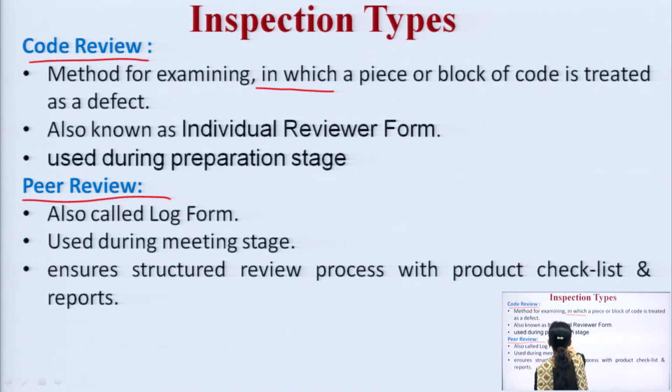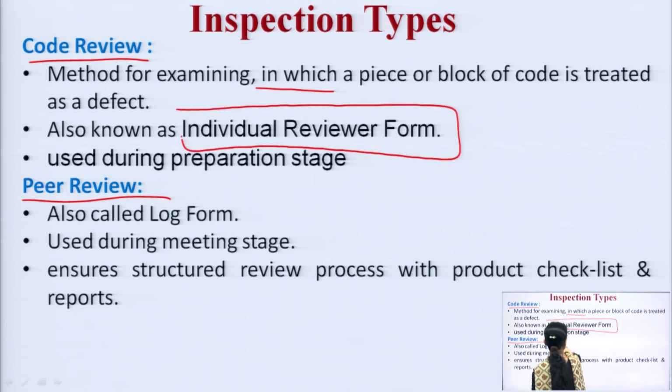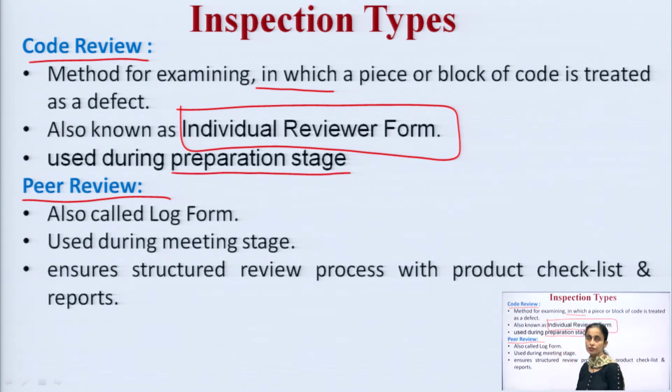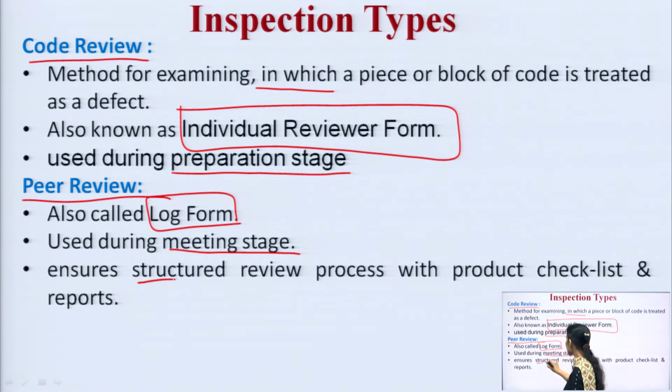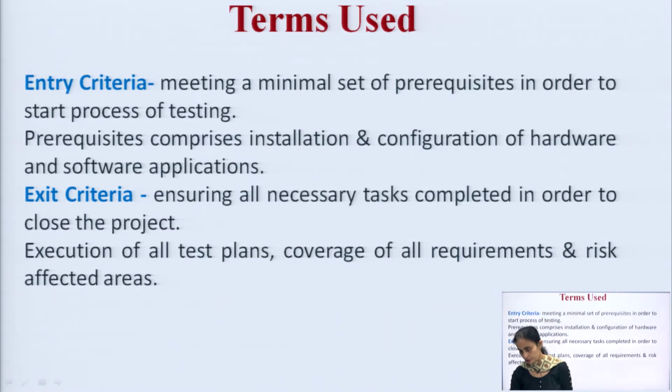This code review is also known as the individual reviewer form, and it is used during the preparation stage. Then the second method is known as the peer review. This peer review is called the log form. The different log forms are generated during this, and the output in the form of defects is known to us during the meeting stage. This peer review ensures a structured review process with the product checklist and reports.